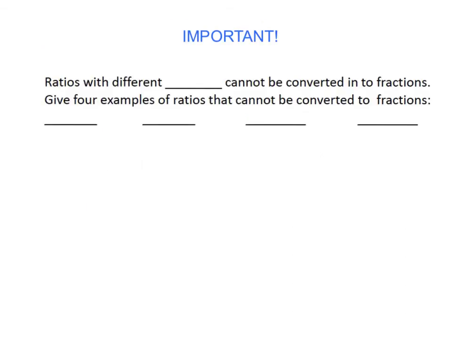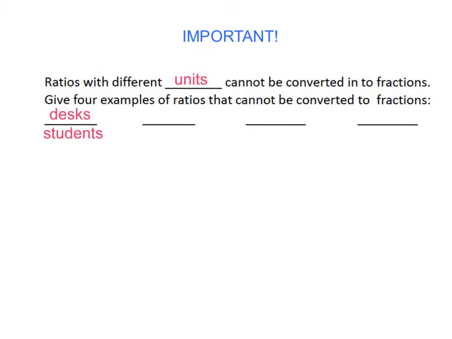Now, this whole time we've been talking about ratios and fractions that have the same units. So we've been talking about students to students or pieces of pizza to pieces of pizza. Even if it was part to part or part to whole, we've still been talking about the same items. Well, ratios that have different units cannot be converted into fractions. Let me give you an example.